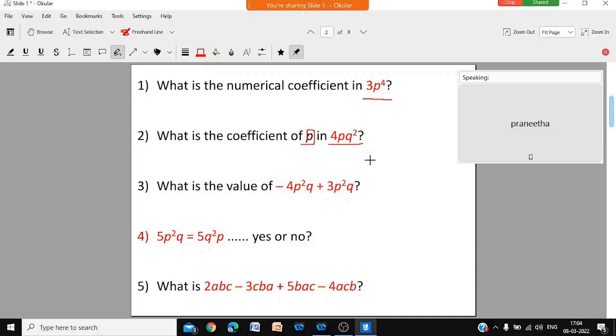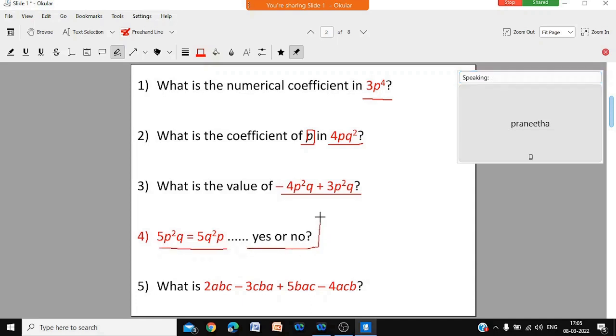Everybody finished? Question number 3. What is the value of minus 4p square q plus 3p square q? Finish, buddy? Yes, sir.